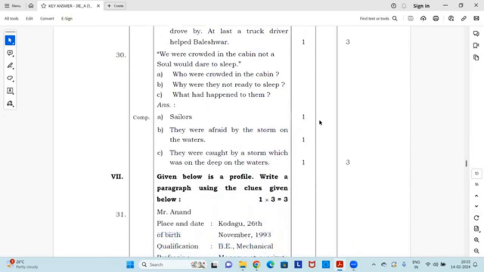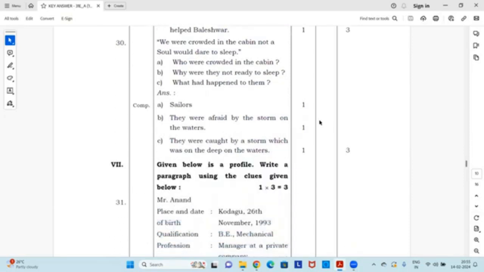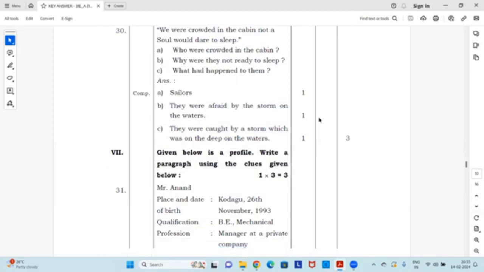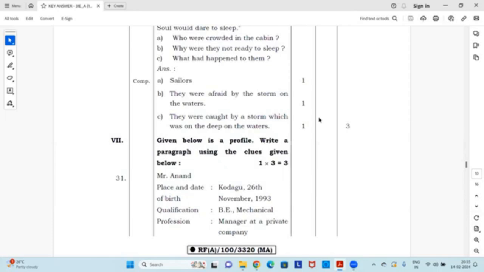Next extract is, "We were crowded in the cabin, not a soul would dare to sleep." Who were crowded in the cabin? Answer is sailors. Why were they not ready to sleep? Because they were afraid of the storm on the waters. What had happened to them? They were caught by a storm on the deep waters in the middle of the sea. You could say they were caught in the storm. So that was the situation faced by them at that time.